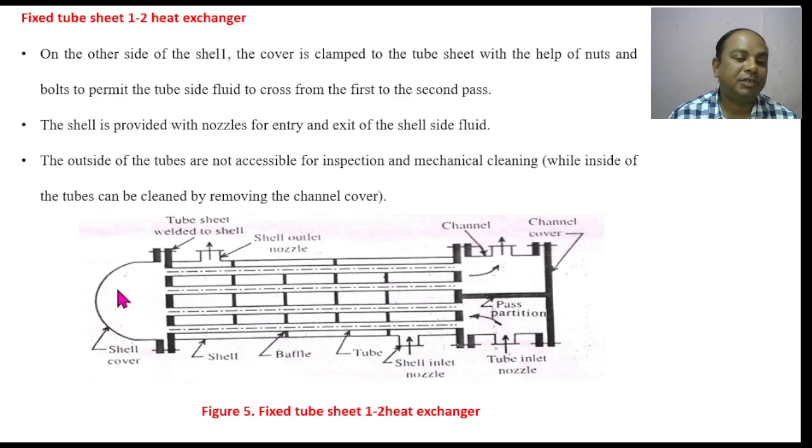So the other side of the heat exchanger, although the channel is provided, is closed with nuts and bolts, so that the fluid may not cross the boundary. Instead, it would enter back into the tubes. Similarly, this shell has two openings, one for the inlet of fluid and the other for the outlet of fluid. So this is the arrangement.